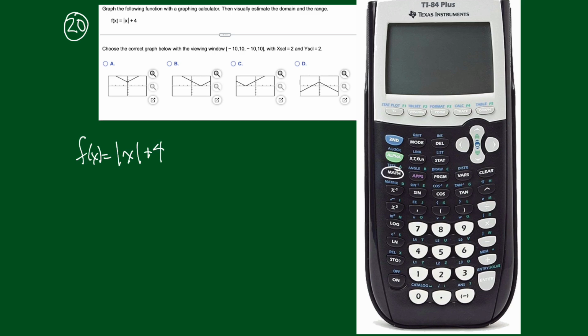Now we want to graph this function right here. I wrote it a little bit bigger. We want to graph f of x as whatever number you put in, you take its absolute value, then you add 4. So here's how we're going to do that.